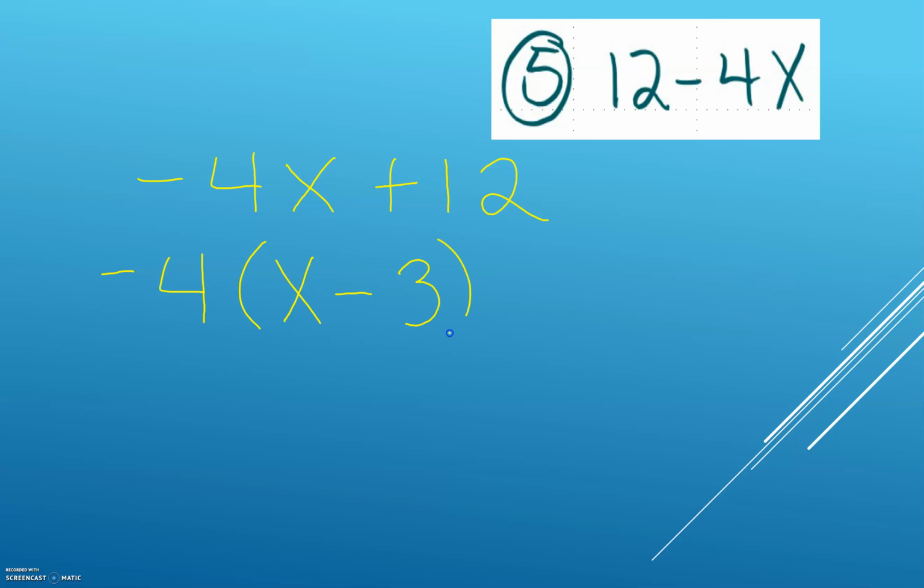Our next one we're going to look at is number 5, 12 minus 4x. Now notice the x comes after the number, and we're used to seeing the x first. So it is helpful if you go ahead and rearrange it so it's negative 4x plus 12. Looking at our two terms, they have a negative 4 in common. So I can factor out negative 4 from both terms. If I take a negative 4 out of negative 4x, I'll be left with just an x. If I take a negative 4 out of 12, I'll have a minus 3 here. So this would be the factored form of 12 minus 4x.